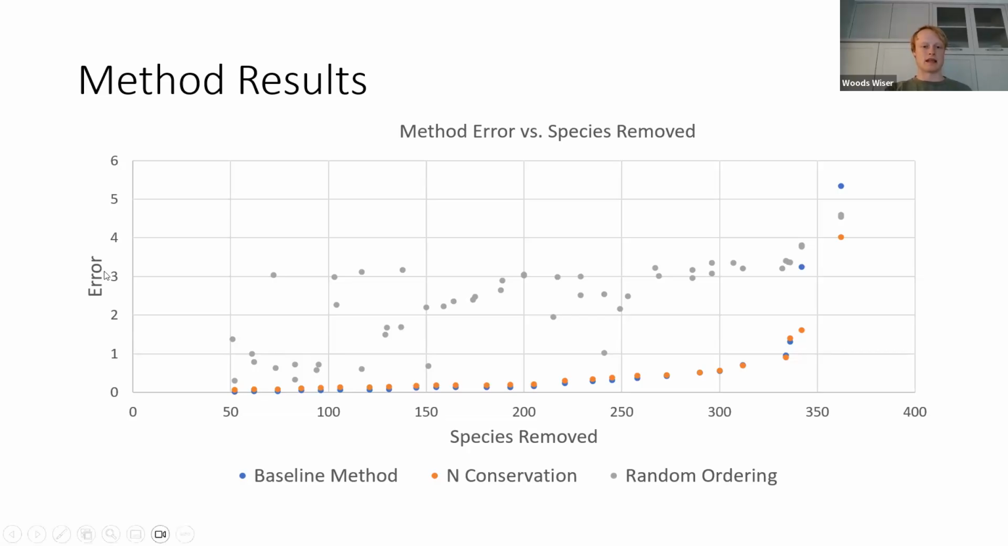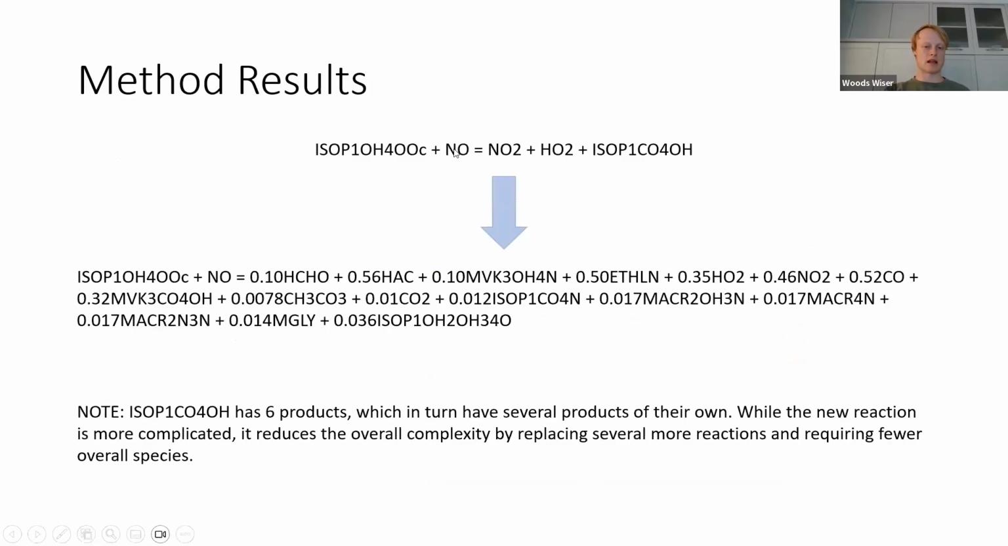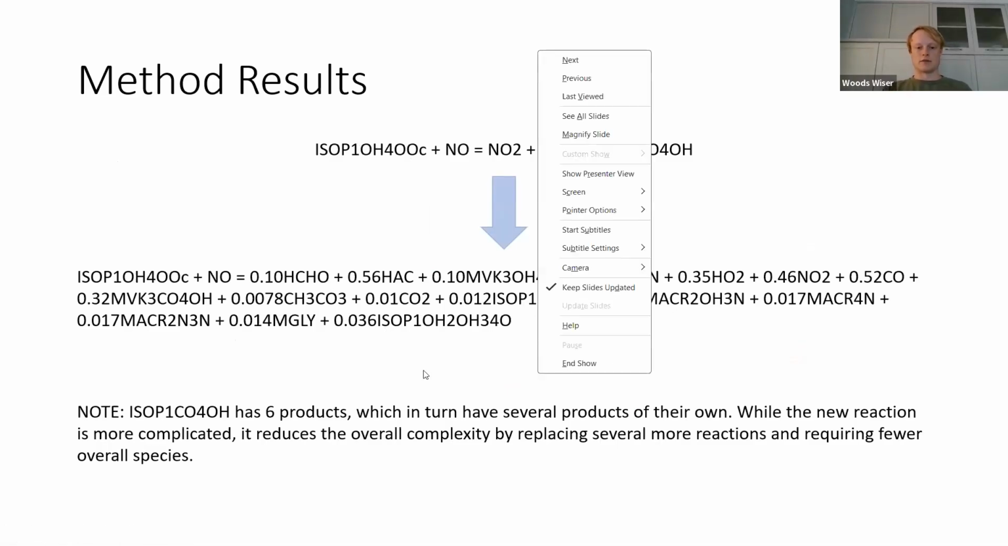So that is a highlight of the reduction method. And there's an example reaction from the actual isoprene mechanism, where this is a relatively early on reaction with this isop-1OH4 OOC with NO. And that's the initial set of products, and then the final set of products. And that's condensing a lot of chemistry down to this one reaction.